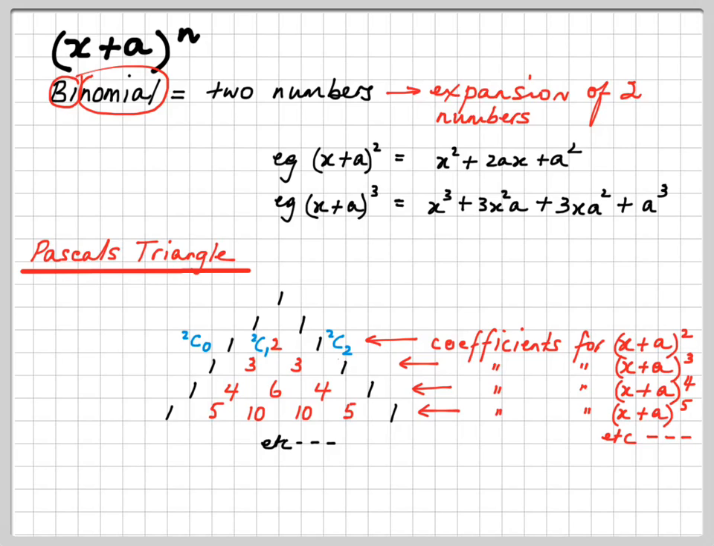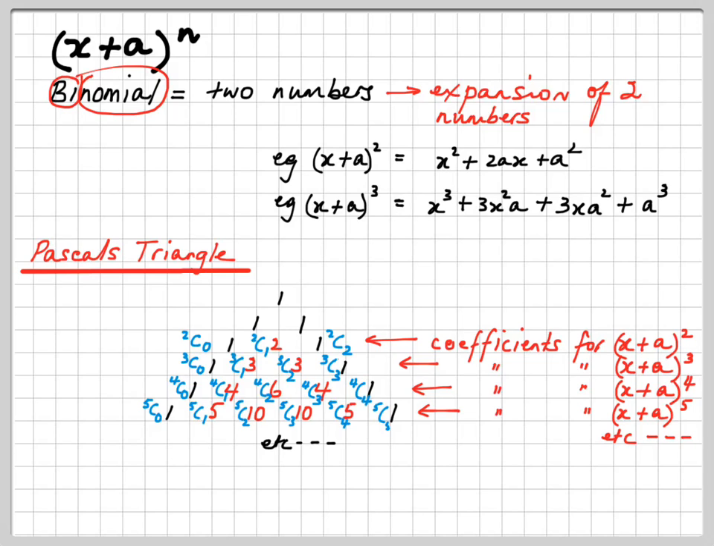So now look at that. These coefficients are being written as combinations, okay? Look at the next line. That one is 3c0. The next term is 3c1. The next term is 3c2, and the next term is 3c3. Go to the next line. 4c0, 4c1, 4c2, 4c3, 4c4. 5c0, 5c1, 5c2, 5c3, 5c4, 5c5, and you can see what's going on.